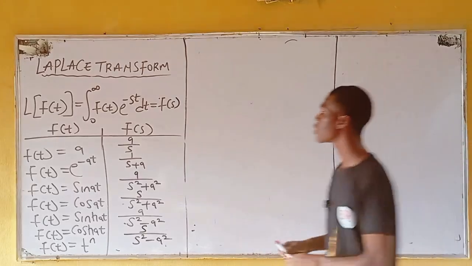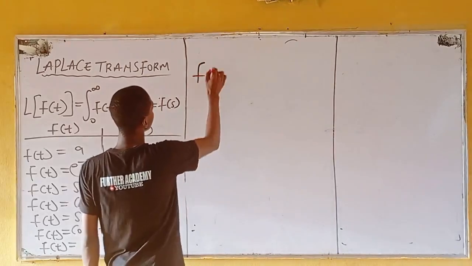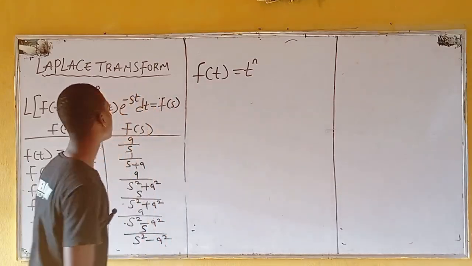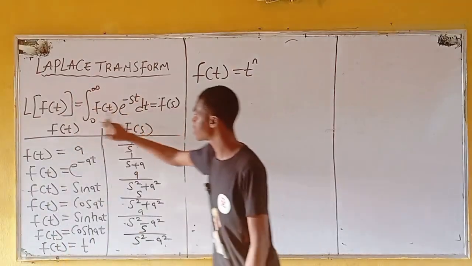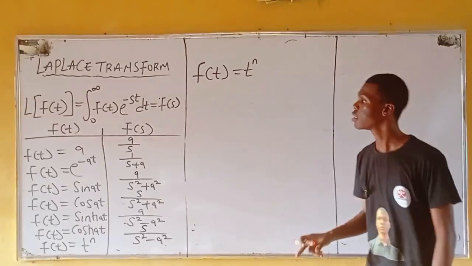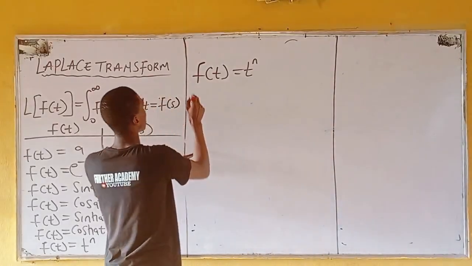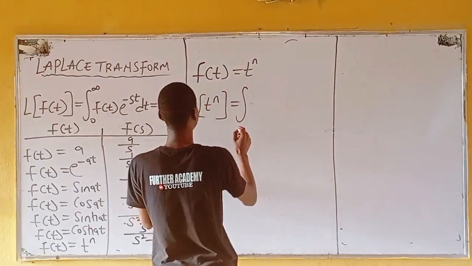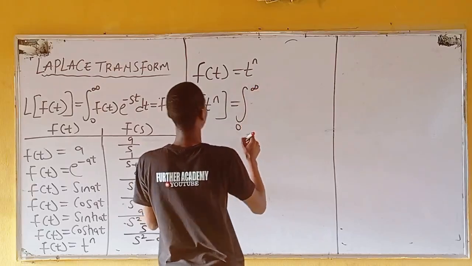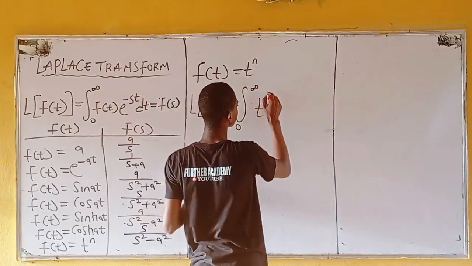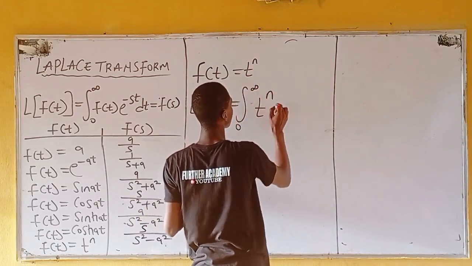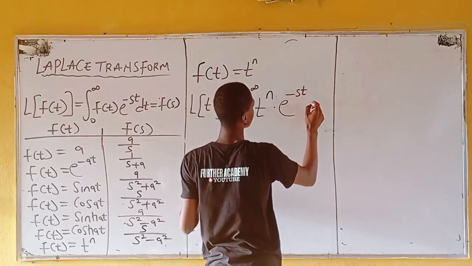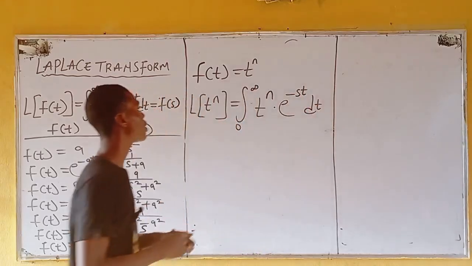Now, given that f of t is equal to t raised to the power of n, this is the general integral formula that defines Laplace. In this case, the Laplace transform of t to the power of n is equal to the integral from 0 to infinity of t raised to the power of n, multiplied by exponential raised to the power of negative st dt. Now let's integrate this.